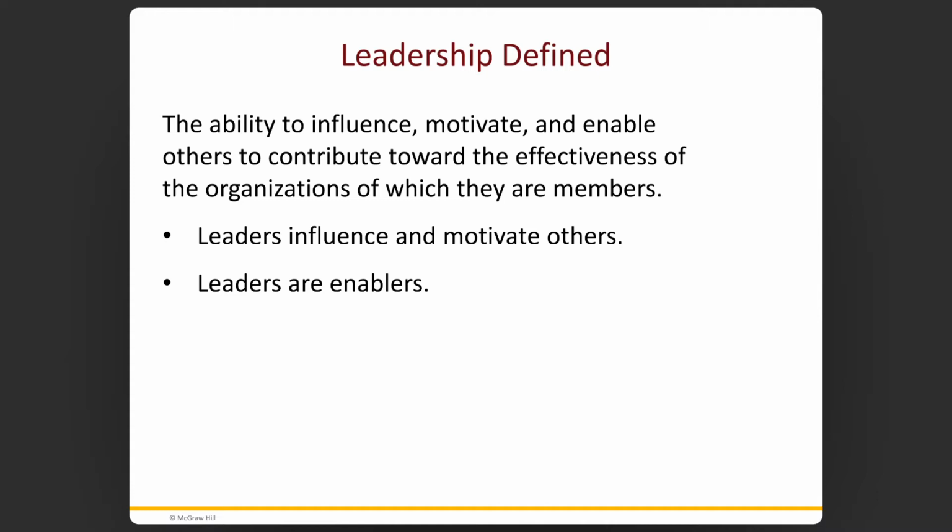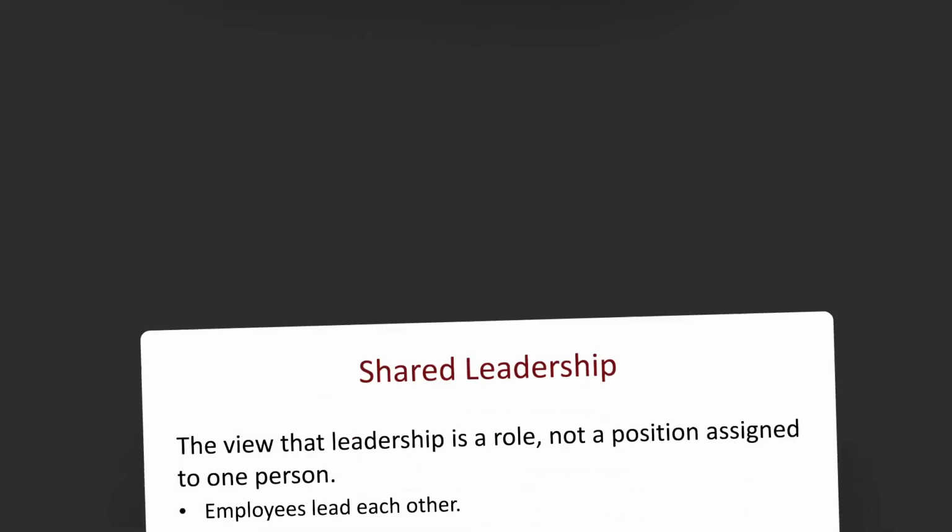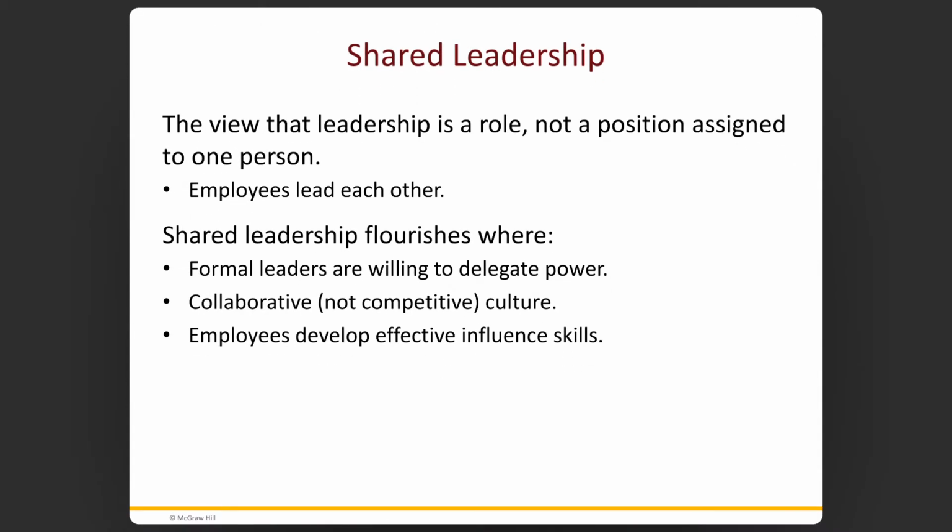Leaders motivate others through persuasion and other influence tactics. So again, we're looking at this notion of being able to influence and motivate those who follow you. Leaders are also enablers. They configure the work environment to make it easier for employees to achieve organizational objectives. So if you look at two of those, one of those speaks to the individuals and the other speaks to the environment. Can you influence the individuals? Are you able to organize the environment or shape the environment such that it allows others to achieve their goals?